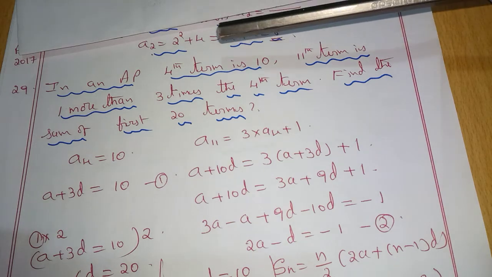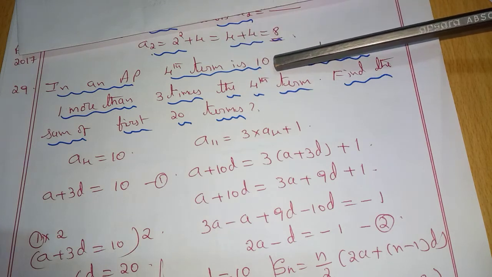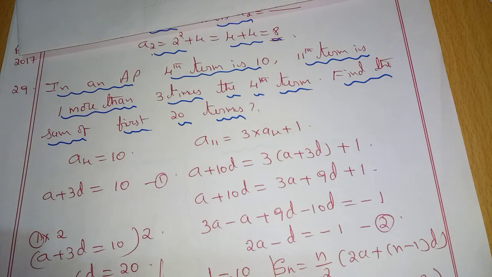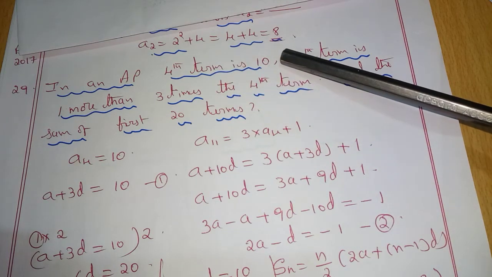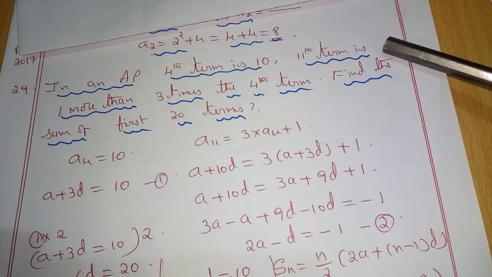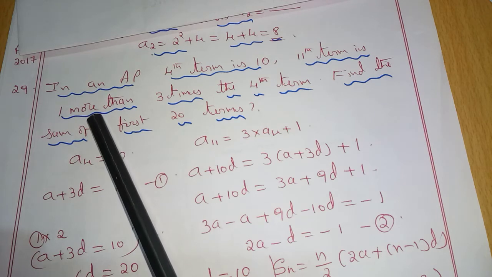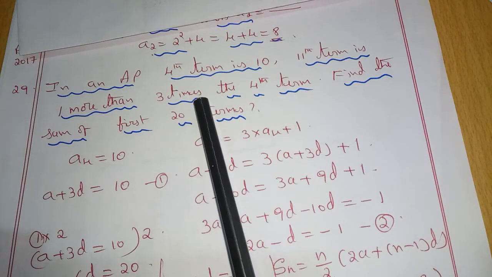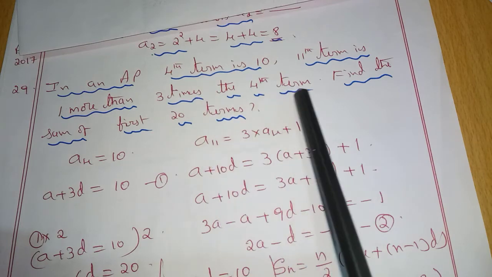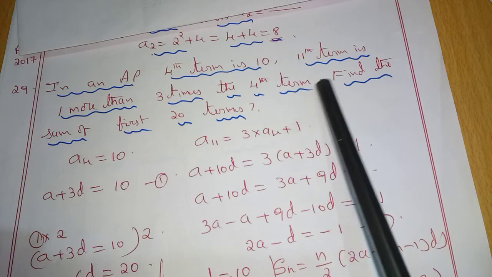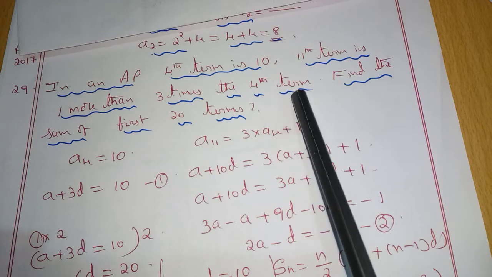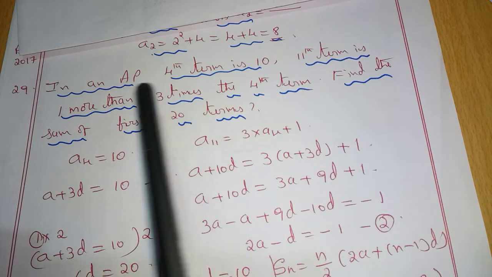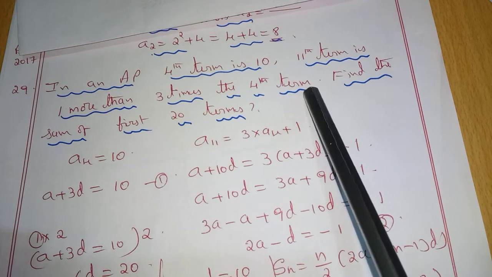Shall we copy the next sum? In an AP, fourth term is 10. 11th term is 1 more than 3 times the fourth term.